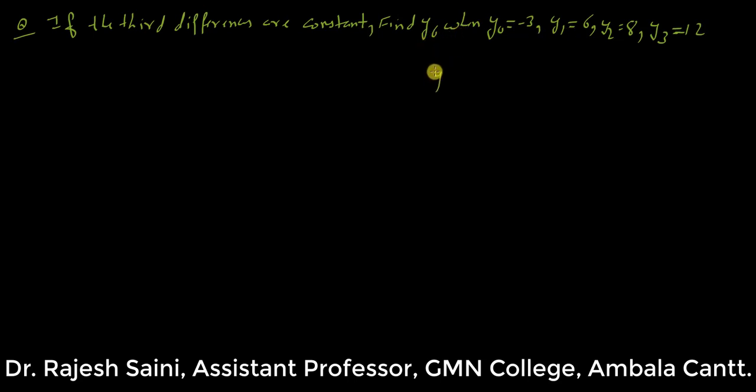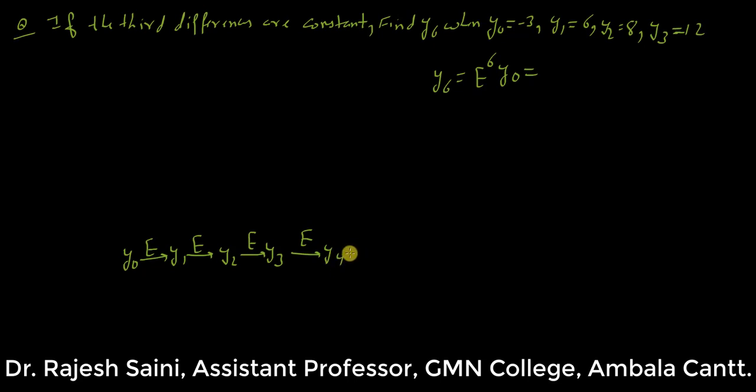So we know that if we apply the shift operator 6 times upon y0, we will get y6. You can see over here also, y0 when one shift operator is applied will go to y1, when another one is applied y2, another one y3, another one y4, one more y5, and one more y6.